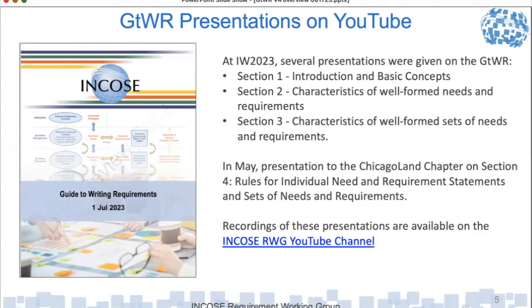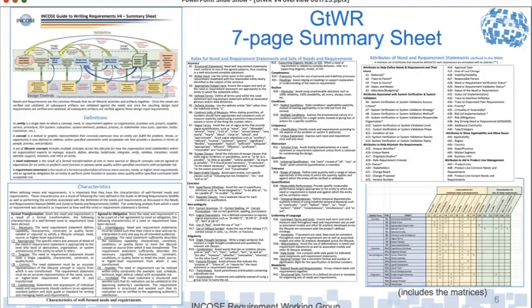In May, I did a seminar for the Chicagoland chapter on writing requirements. As part of that, I did section 4, covering the rules for individual need and requirement statements and for sets of needs and requirements. We went through all the rules in there one at a time, along with the examples in that presentation. Recordings of these 4 presentations are all available on our INCOSE Requirements Working Group YouTube channel. If you just go to YouTube and search for INCOSE RWG, you'll find it. There's a playlist for just the Guide to Writing Requirements.